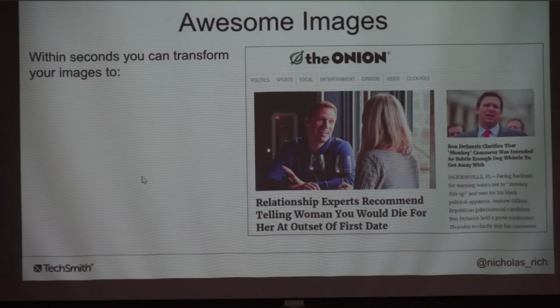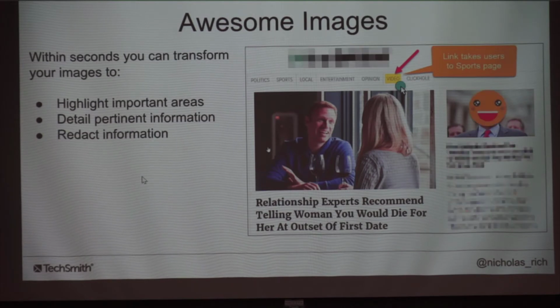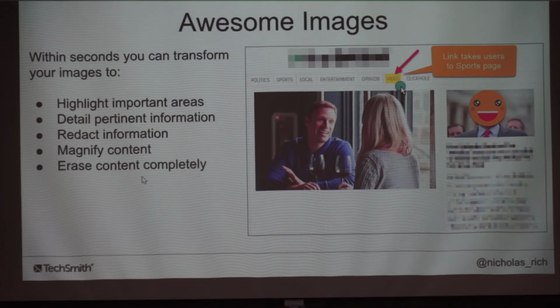So awesome images are kind of Snagit's bread and butter. I mean, this is what I used. Like 80% of my functionality in Snagit before I became an employee here was using the editor to edit images. So with Snagit, you can, within seconds, transform your images to highlight important areas, detail pertinent information for clarity. You can redact information. Again, I use that quite frequently in the environment I was in. Magnify content, and then you can just erase content altogether if you need to.